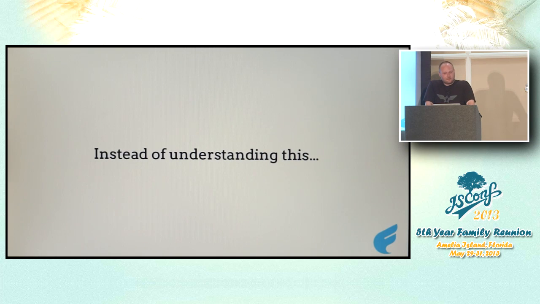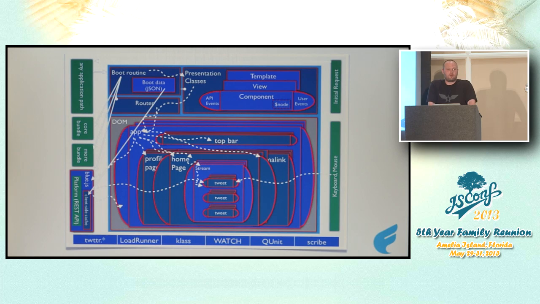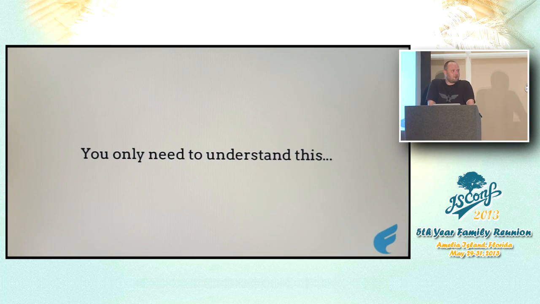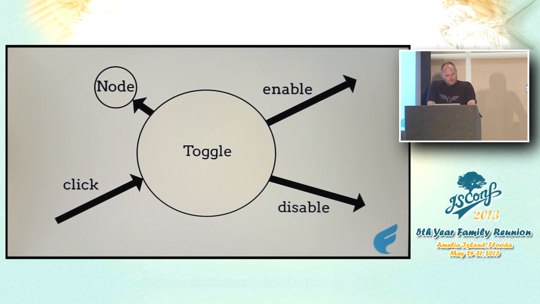So the idea is, instead of understanding the diagram before and all of these relationships that all point to all different other parts of the application, when you're writing or adding or changing functionality, all you're doing is considering one single component at a time. You don't have to understand how the whole thing works. You just have to look at the component you need to change or the component you need to add, understand how that works, and then make your changes. So instead of that giant diagram, you only really need to understand something like this. This is a toggle component.